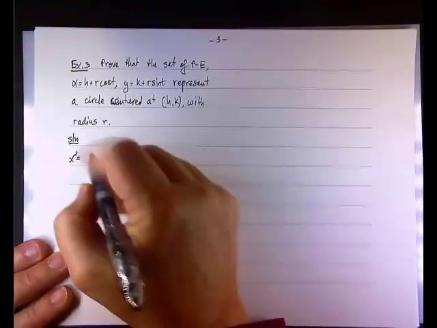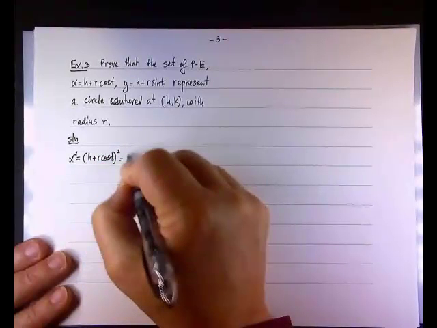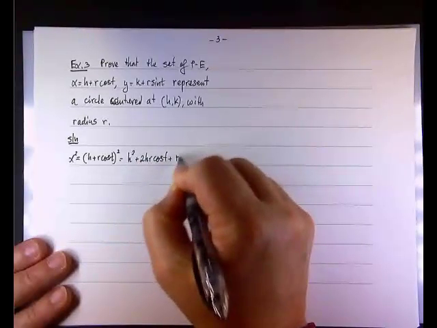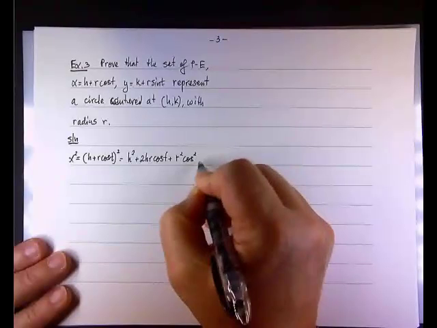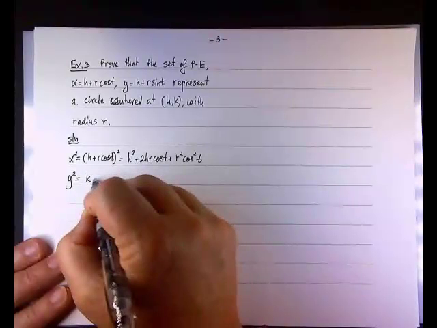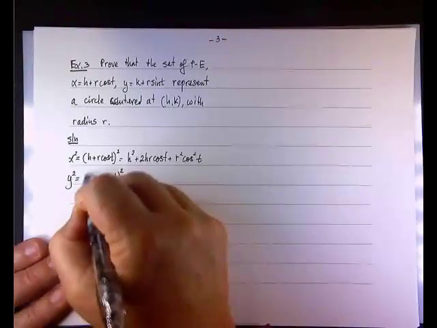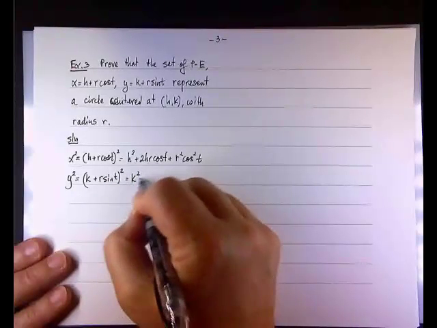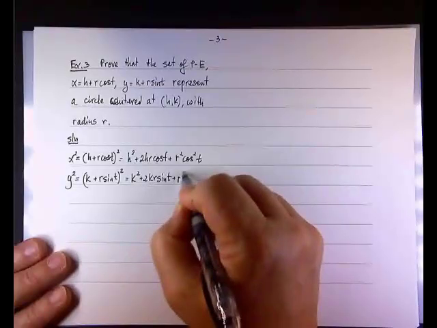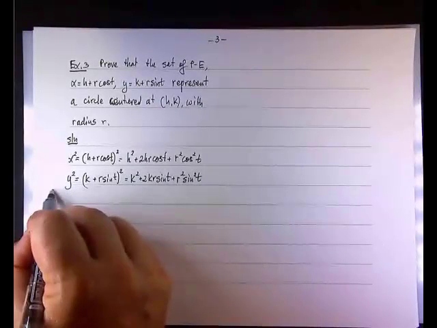Okay, so x squared by itself, if you square h plus r cosine t, then you end up having h squared plus 2hr cosine t plus r squared cosine squared of t. And likewise, if you square y, you have k plus r sine t squared, and as you clear the parentheses, you end up having k squared plus 2kr sine t plus r squared sine squared t.